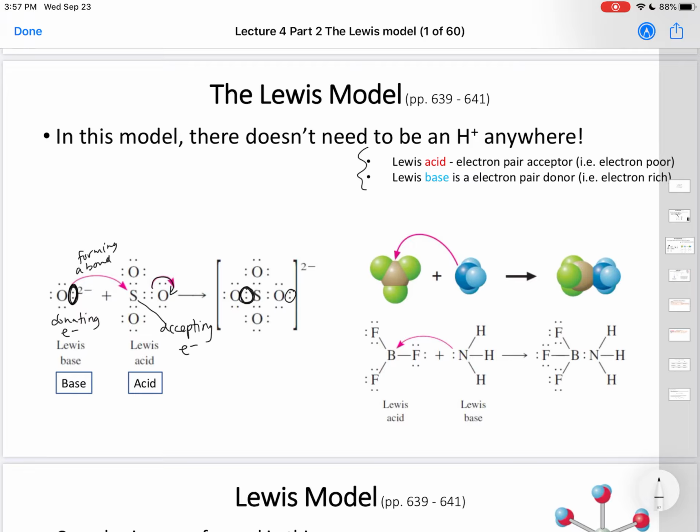Again, let's look at another example here. You have your NH3, and again, it's got a lone pair. It is going to form a bond to the boron, and this is the new bond that is formed here. In this particular case, the nitrogen is donating electrons to form this bond, and the boron, which is electron poor and doesn't even have an octet, is accepting electrons, and so it is the acid, because it is accepting electrons.